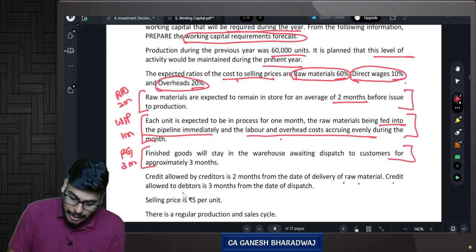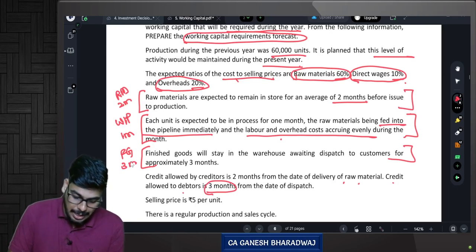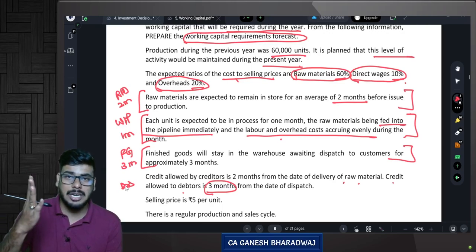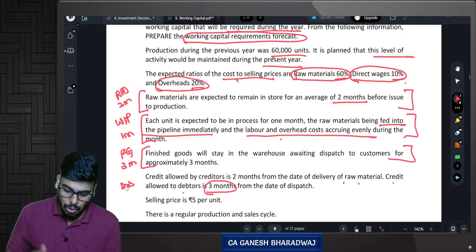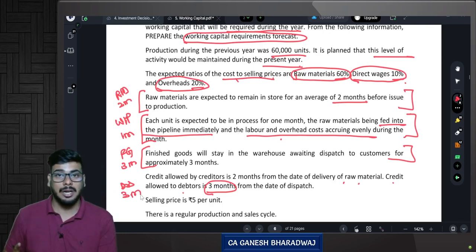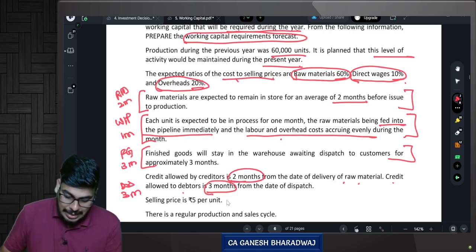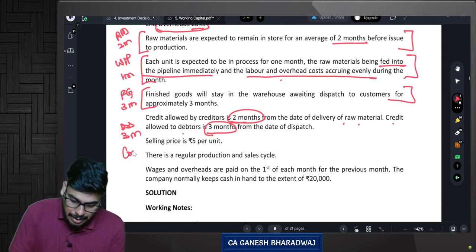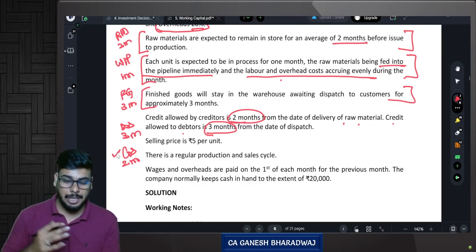Credit allowed to debtors is 3 months from the date of dispatch. Now, after FG, what happens? Debtors. Now, immediately, will I be able to generate cash the moment I sell my FG? No. The debtors say that they want 3 months of credit period, right? But parallelly, the creditors are saying that they will give me 2 months of credit period. So this is an advantage for me. Are you clear with this?